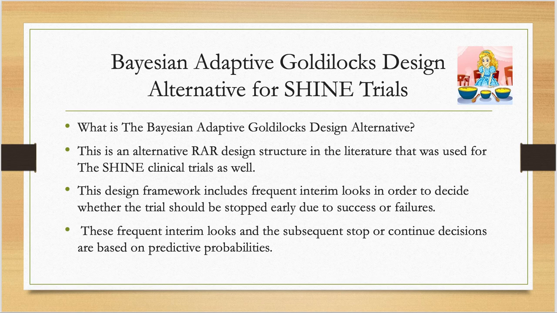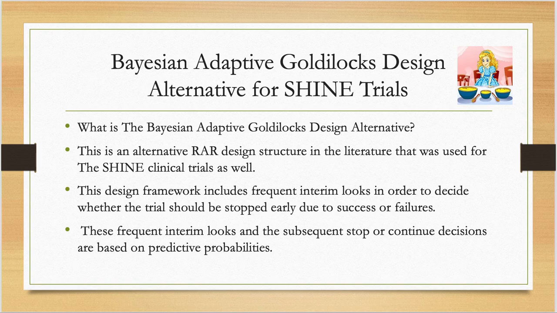And for the presentation part number 2, I'm going to be discussing what is called the Bayesian Adaptive Goldilocks design, which is an alternative for the SHINE trials that they've been speaking to you about with regards to stroke victims and hyperglycemia after the stroke and these clinical trials.